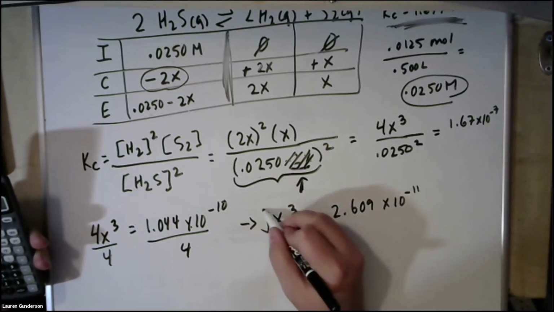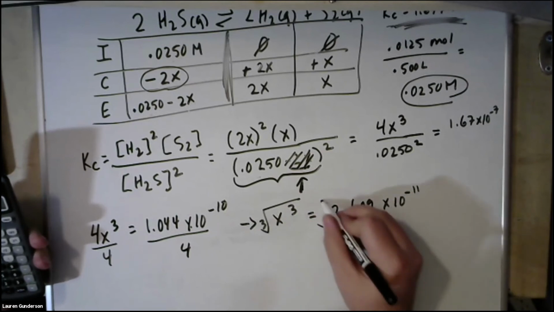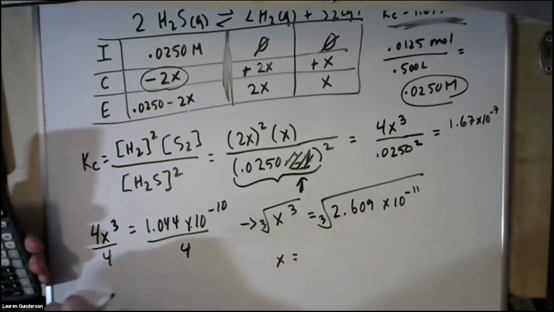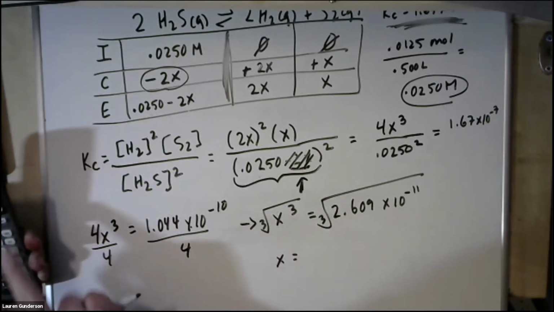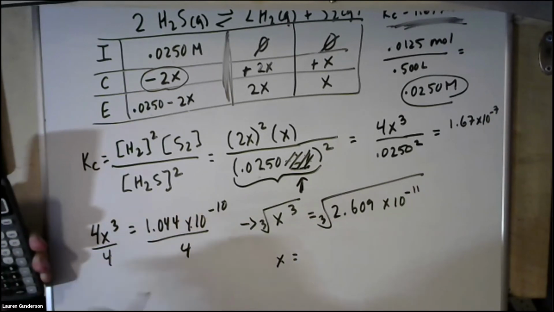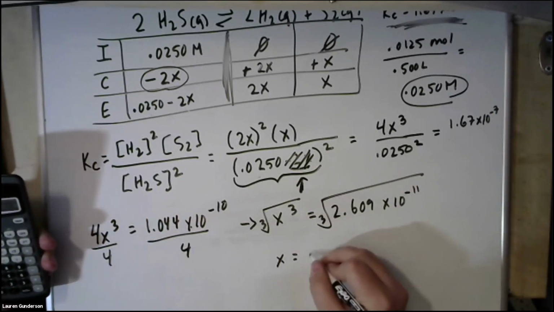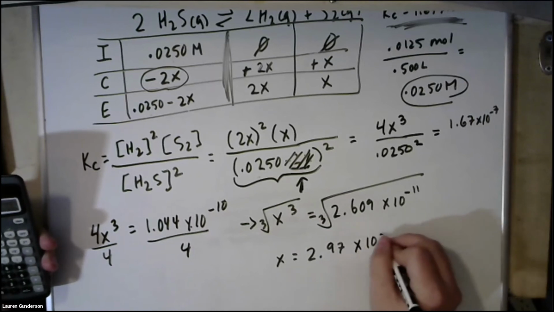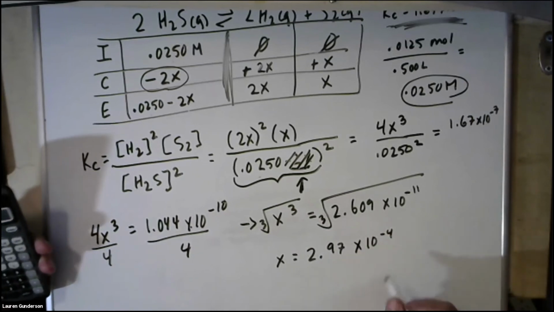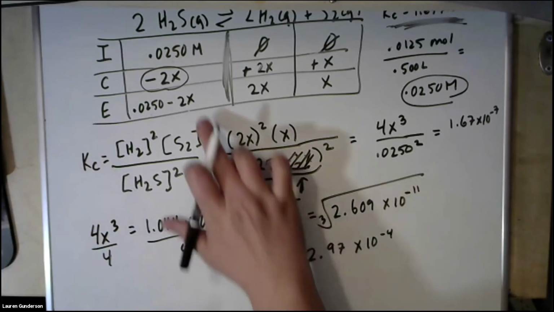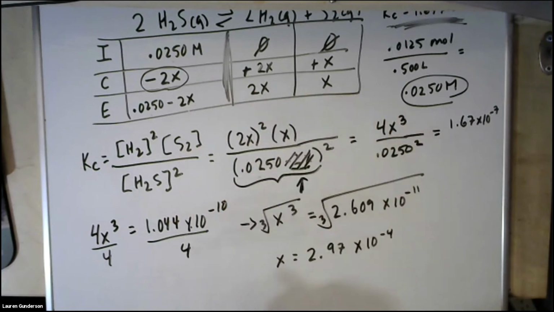And now I'm going to take the cube root of this. Okay, so my x value is 2.97 times 10 to the negative 4. Okay, and this is a value that we assume that we can plug in our equilibrium row.